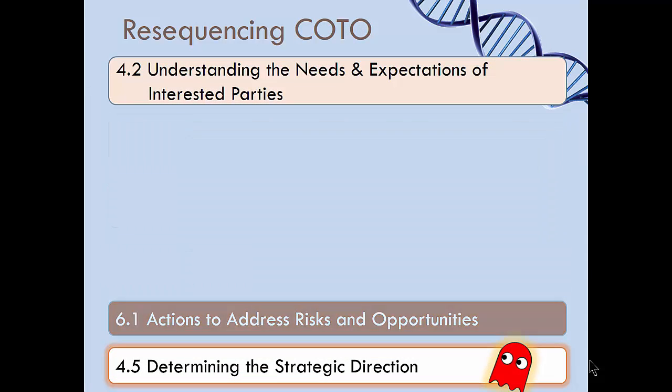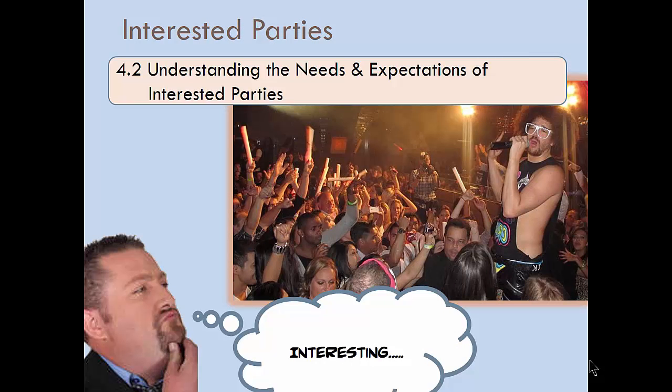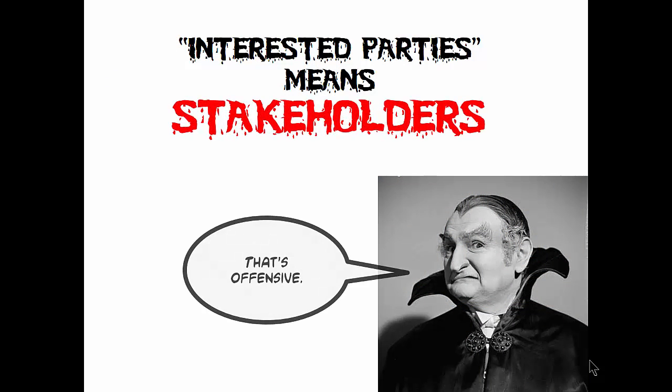So we come back here. We're going to start with 4.2, understanding the needs and expectations of interested parties. One thing, we mean interested parties, not interesting parties. Interested party means stakeholders. We're not clear why they didn't use the word stakeholder. I understand there was some discussion about using that word stakeholder. One can only presume that there were many vampires within TC 176 who were personally offended by the word stakeholder. It's not something they like. So they decided to make it complicated and call it interested parties.